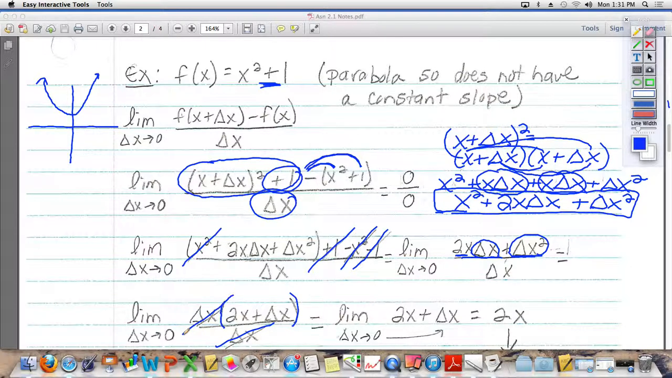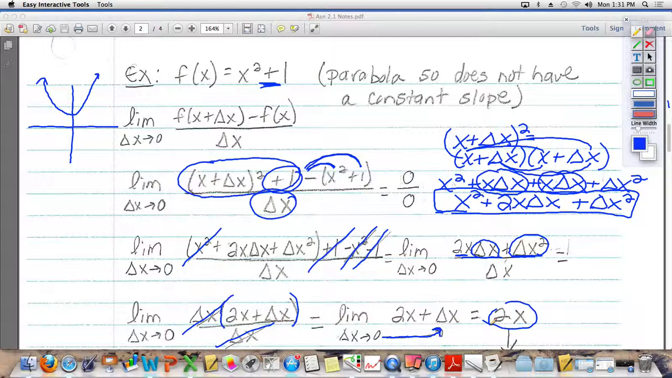All I'm left with then is the limit as the change in x approaches 0 of 2x plus the change in x. Well, remember, we are trying to figure out the limit as the change in x approaches 0. So that means I plug a 0 in for this. What are you left with? You're left with 2x. This isn't horrible, is it? Lots and lots of little teeny algebra steps. What is this thing called, by the way? 2x. What's that called? It's the slope.